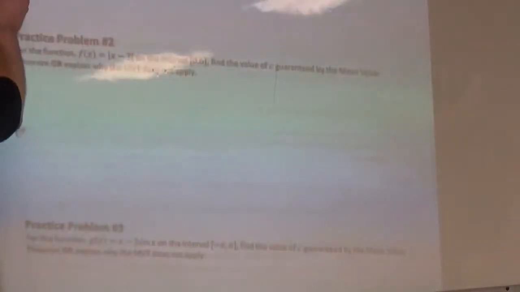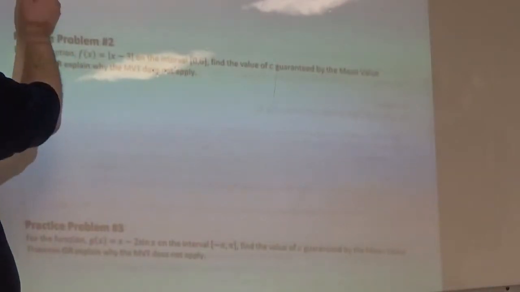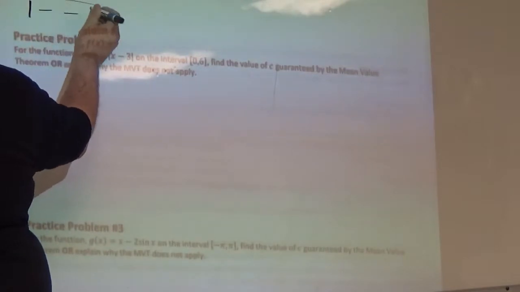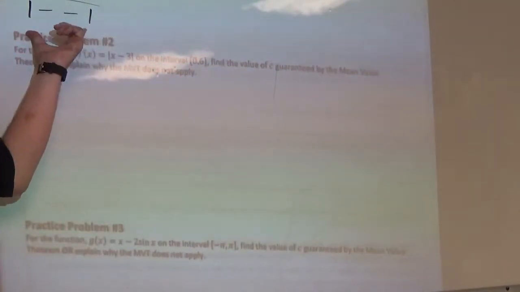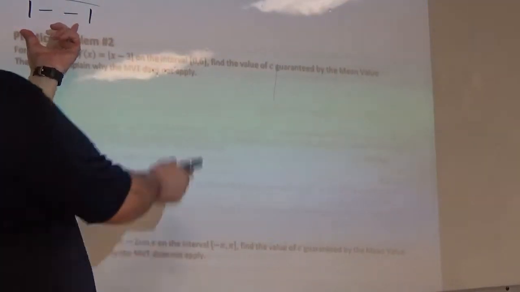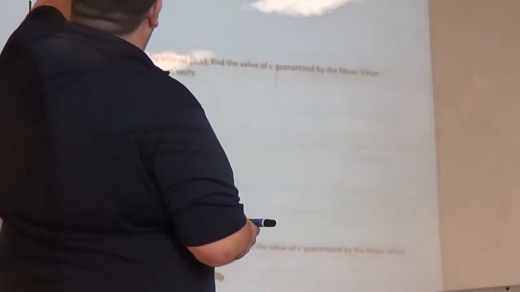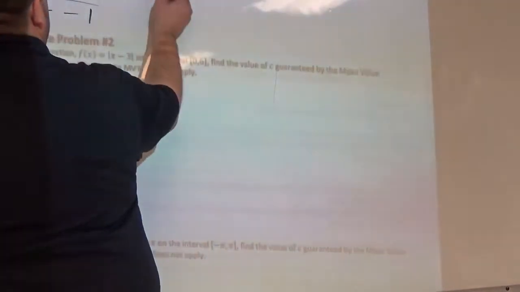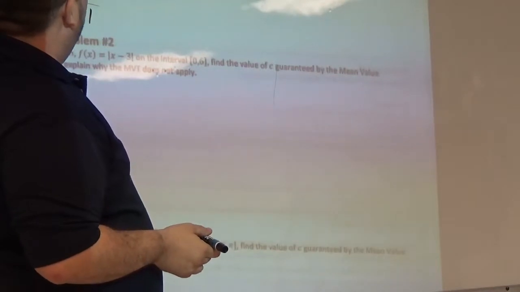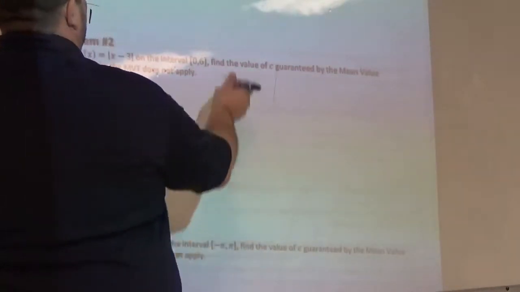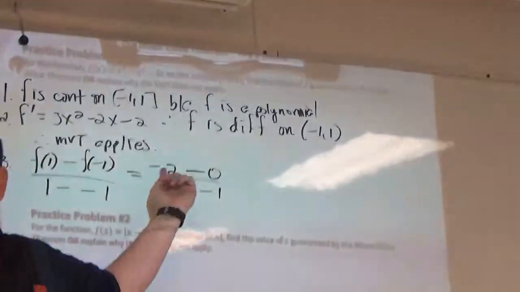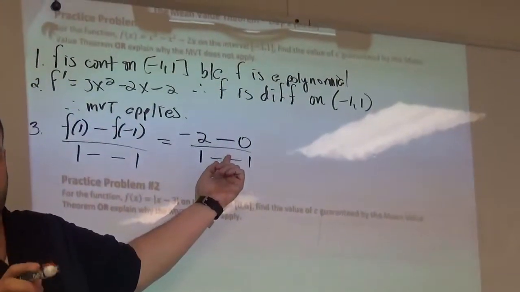The MVT applies. The next thing, you're going to say, what's f of 1 minus f of negative 1 over 1 minus negative 1? The significance of this calculation is that it's the slope of your secant line. F of 1, we've got 1 minus 1 minus 2, is that negative 2? Minus f of negative 1. Negative 1 minus 1 is negative 2, plus 2, I think that's 0. Maybe that's getting negative 2 minus 0 over 1 minus negative 1.